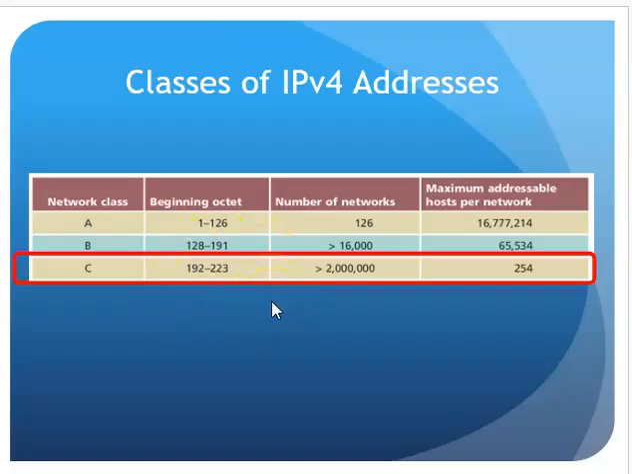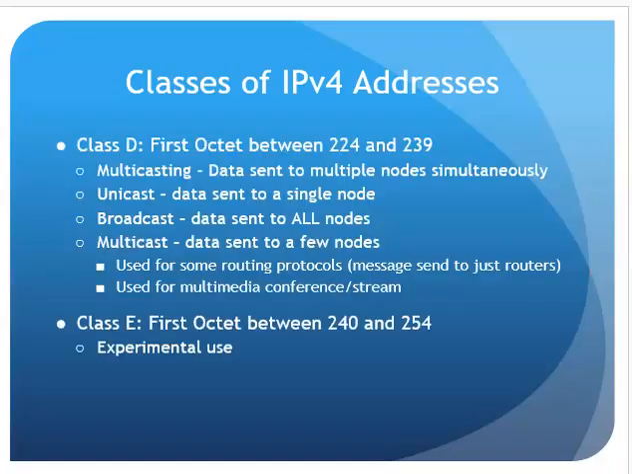So if you saw 200.50, that 200 would let you know it's a Class C network. Again, don't forget about your first octet rule in identifying what class of address you're dealing with. There is also a Class D and a Class E. Class E was set aside for experimentation and research.